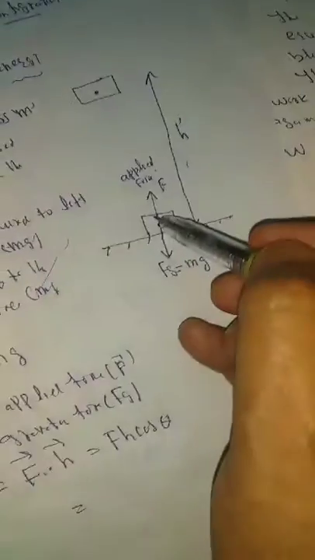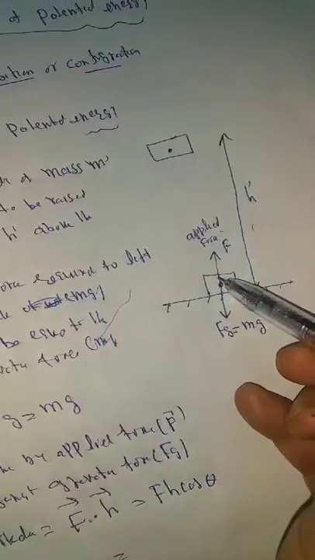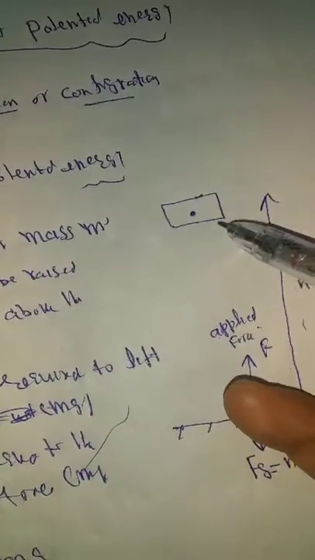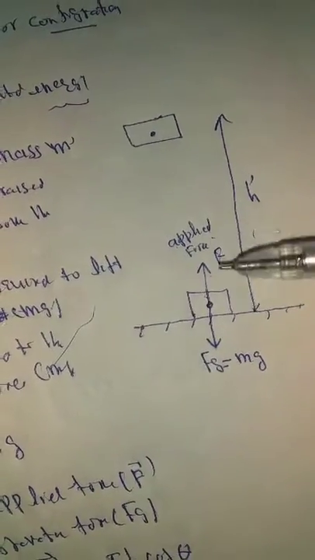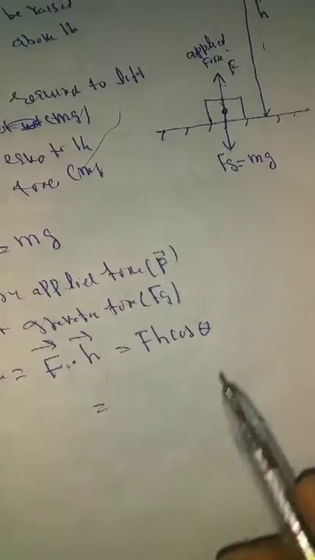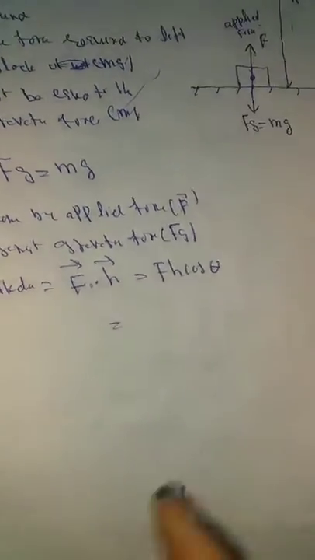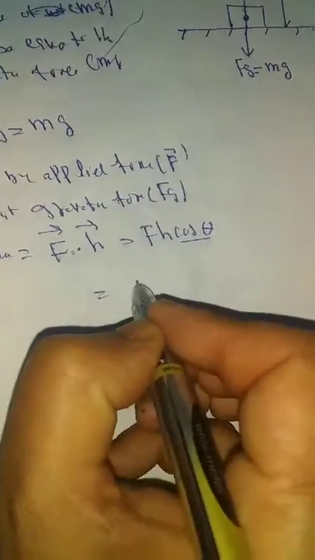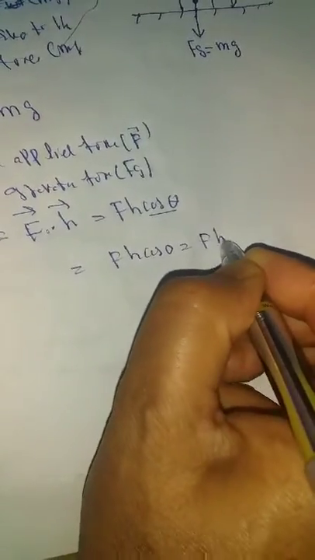When I apply force on this block, I am raising the body to a height h above the surface of the earth. Force and height are acting in the same direction. The force is upward, the height is also upward. That means the angle between F and h is zero. Theta is the angle between F and h. The direction of force and height are the same, so the angle between them is zero. That means F h cos 0, and cos 0 is equal to 1.